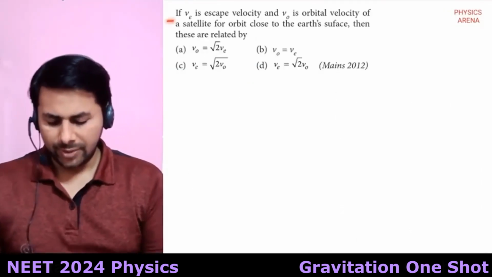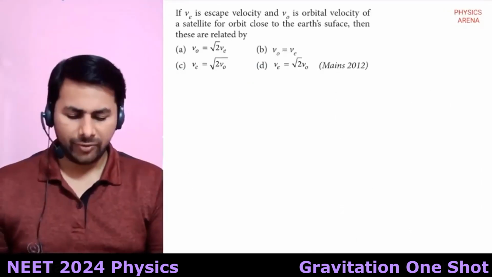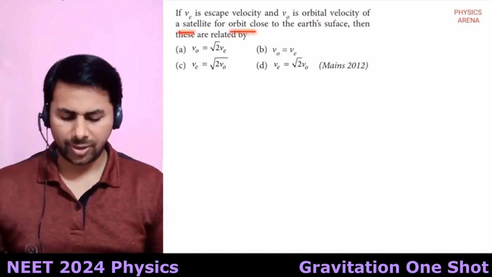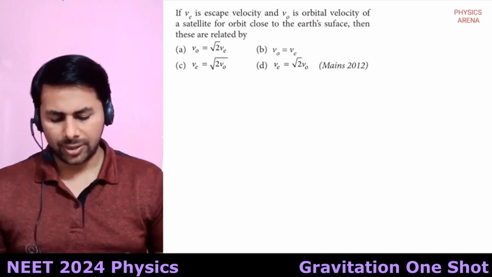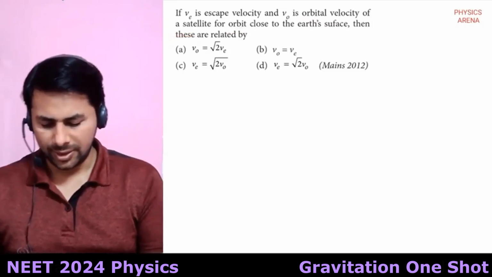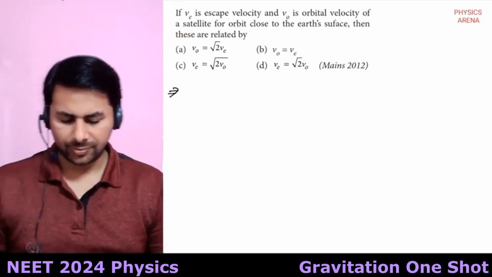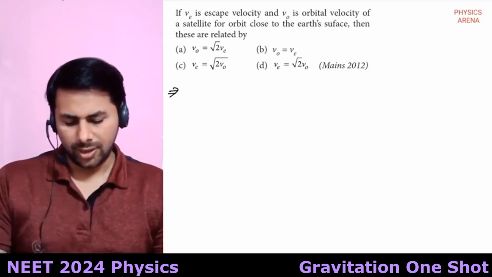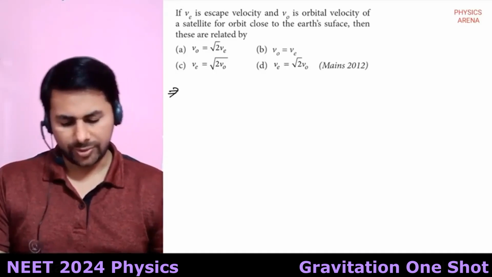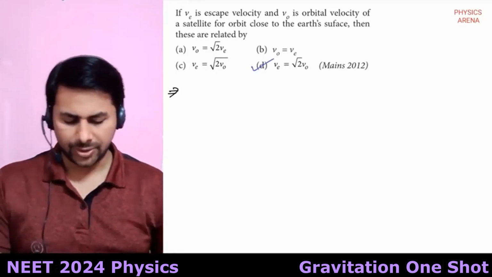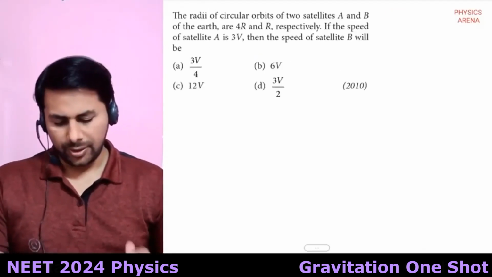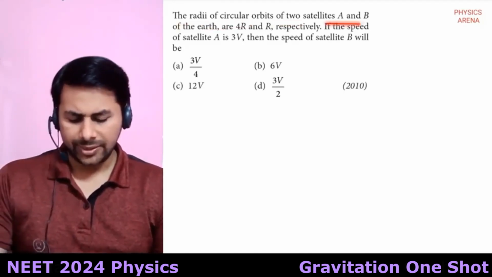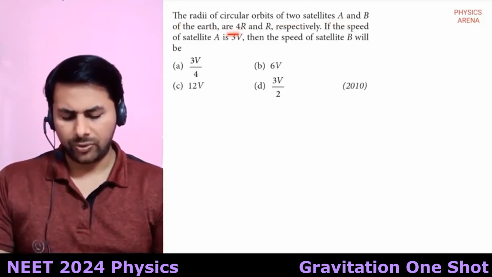Okay, next question. If V is escape velocity and V0 is orbital velocity of a satellite for an orbit close to Earth's surface, then these are related by, tell me. V equals root 2 times V0, right? Good. It's option D.